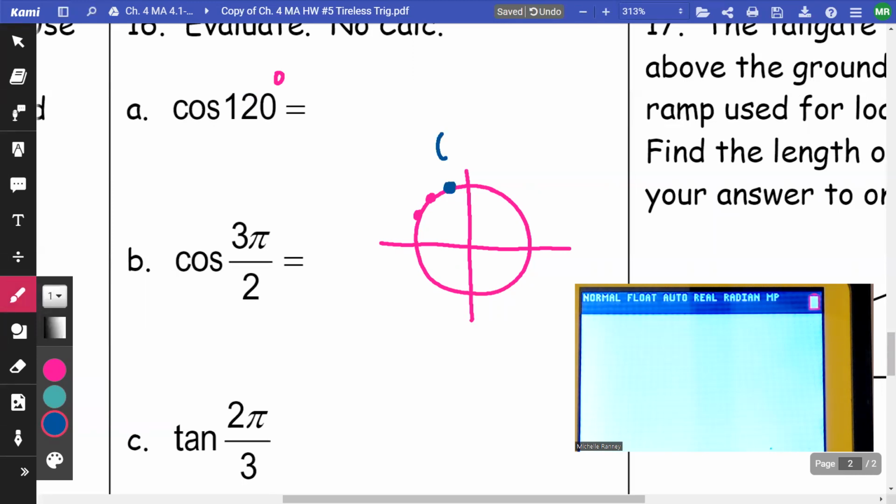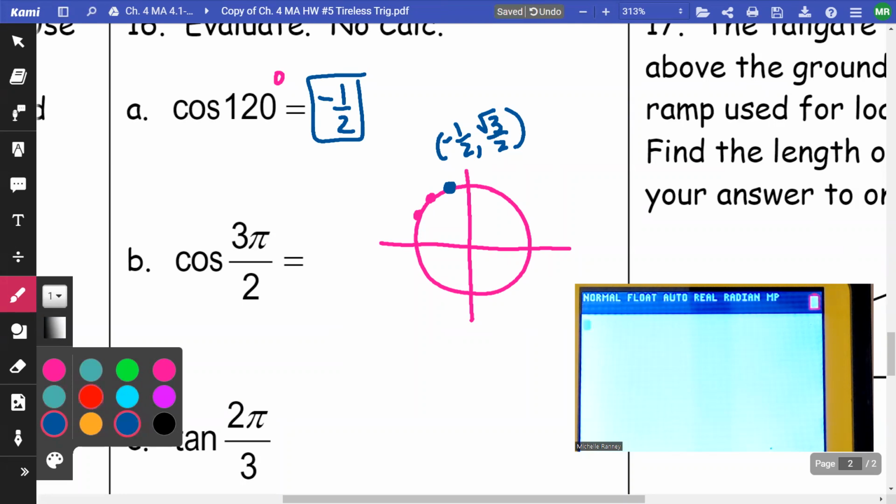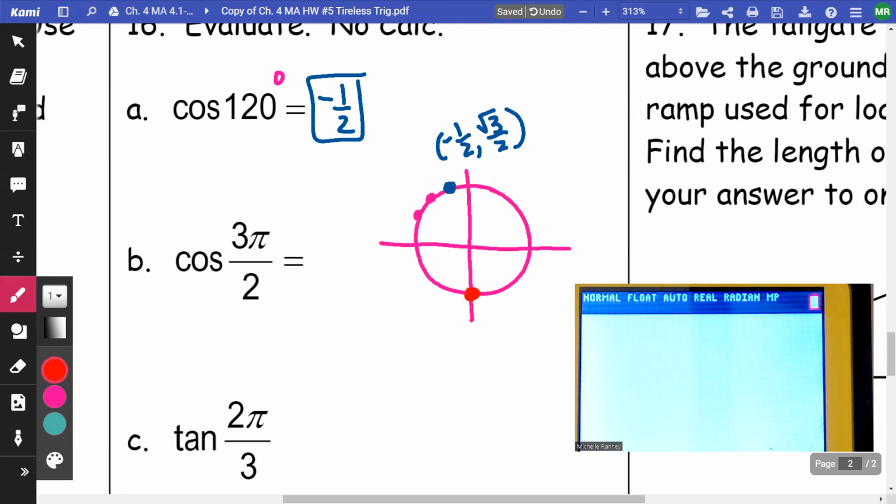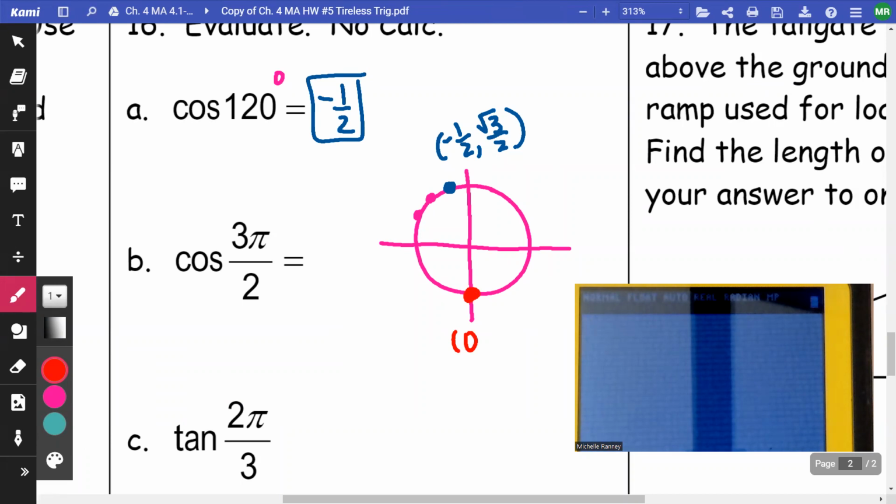And the coordinates is going to be -1/2, comma, √3/2. So the cosine is going to be -1/2. So the next one, we want cosine of 3π/2. 3π/2 is going to be down here. And that is going to be 0, -1. And my cosine is my x, so that's going to be 0.